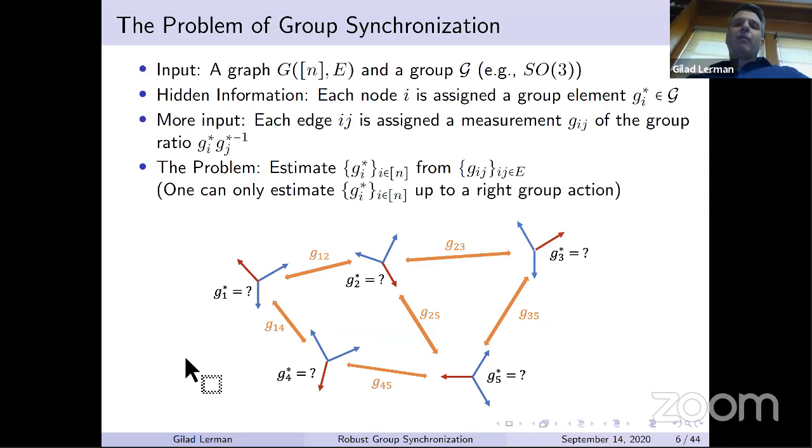But let's make sure that you follow this simple problem. Let's think for a second that we have exact measurements. So each gij here is exactly gi star gj star inverse. One question people ask me is, do I need a directed graph? Because it's gij, and if I have gji, it's different. The point is, it doesn't matter, because the gji measurement is just the inverse of the gij measurement in this clean case. So if you know one, you know the other.